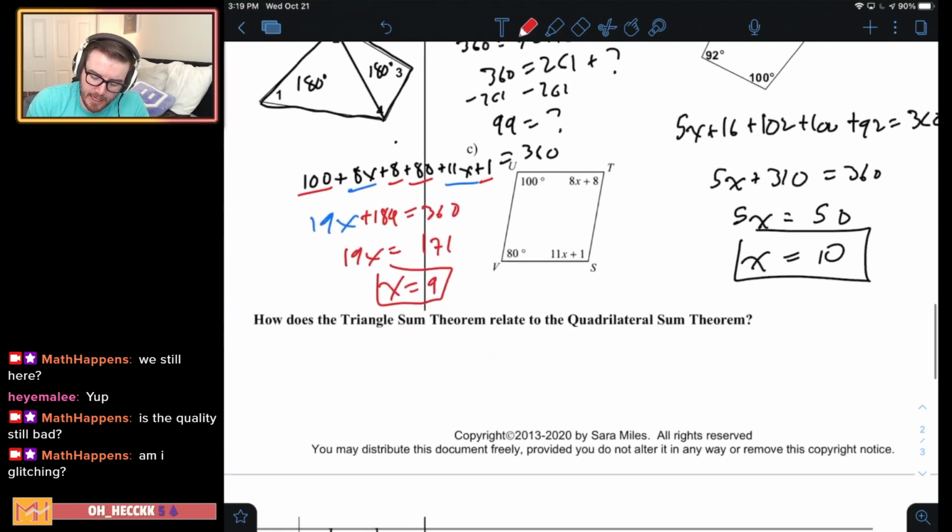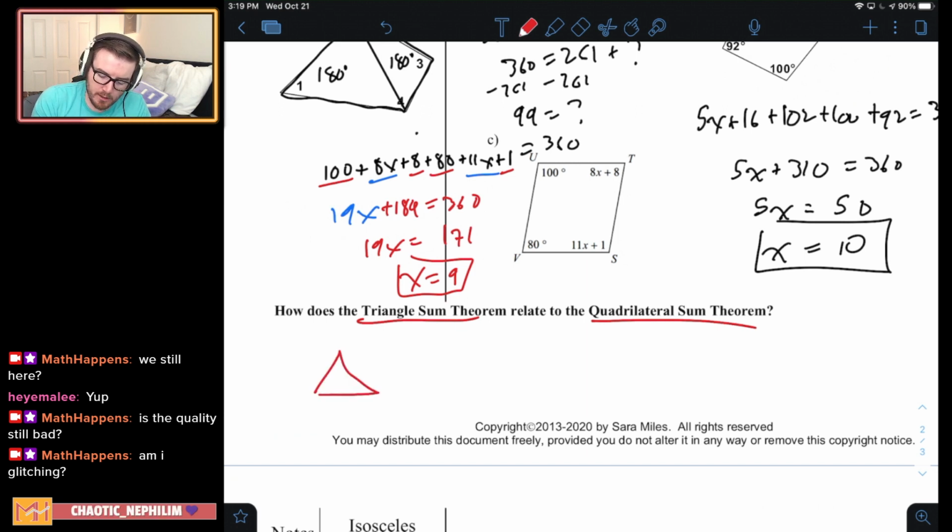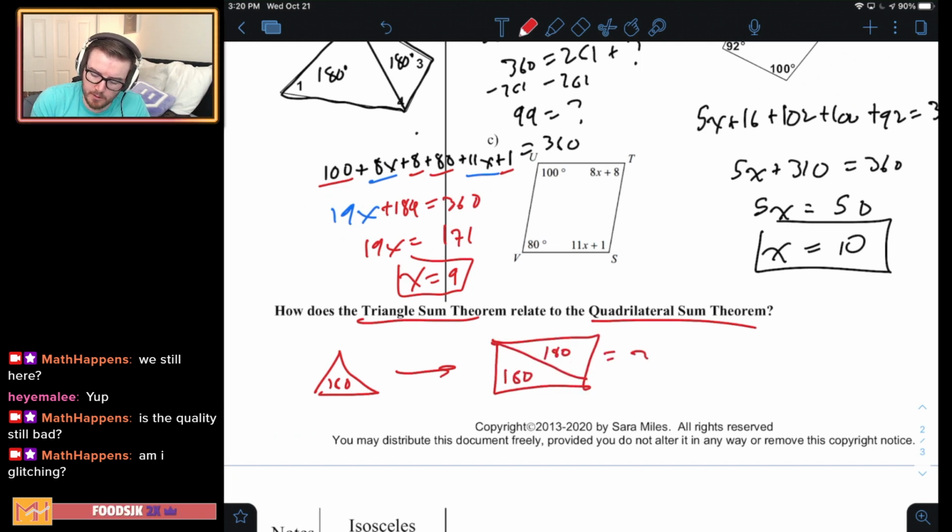So I already answered this question. How does the triangle sum theorem relate to the quadrilateral sum theorem? A triangle is 180, whereas a quadrilateral, which is two triangles, gives you 360.